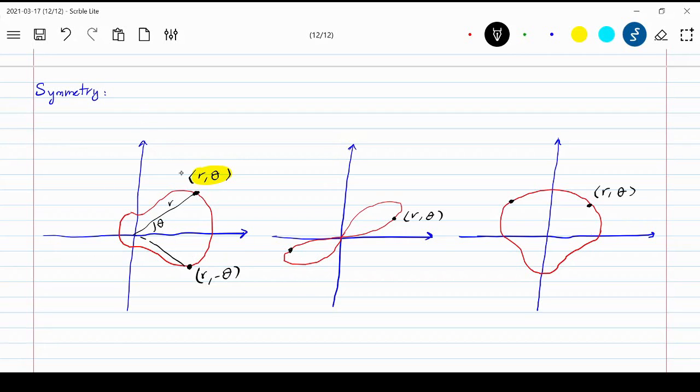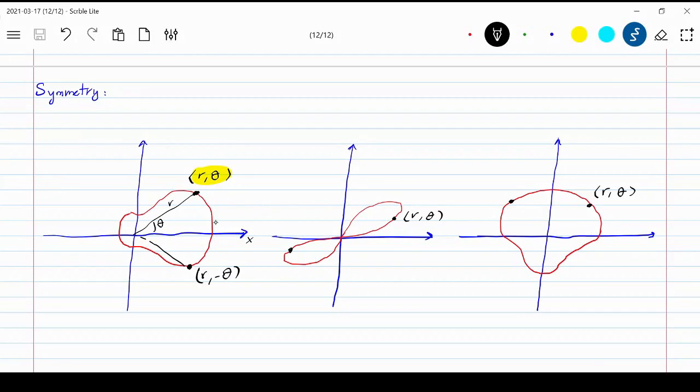So if you have symmetry about the theta of 0, or you can think of it as about the x-axis, they call it the polar axis. So if you have symmetry about the polar axis, theta changes to negative theta and the curve will be symmetric about that. Every point on one side has another point on the other side. That's how you deal with the symmetry.